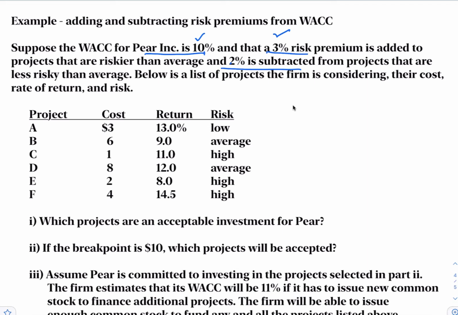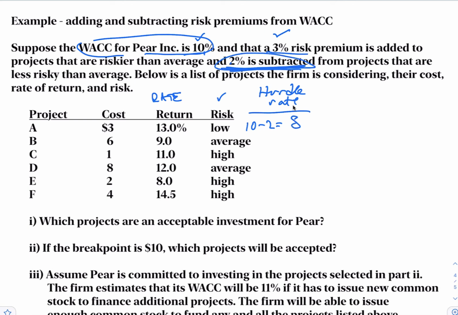Here are the costs and the rate of return. Remember what that rate of return is. It's the revenue from each project minus all its expenses except for financing costs. And we bring financing costs into the analysis by using the weighted average cost of capital and these risk premiums. They're added or subtracted, and we have risk. So now we can easily compute the hurdle rate for each one of these projects. First off, we have low risk, which means it's 10 minus 2, the weighted average cost of capital minus the 2% risk premium deducted. The hurdle rate is 8%.